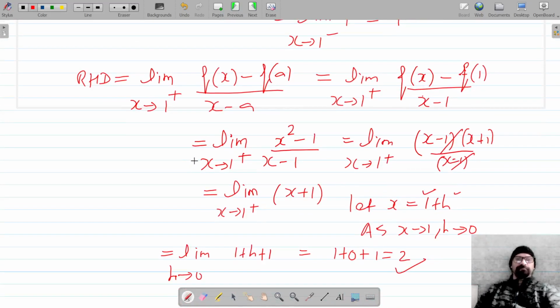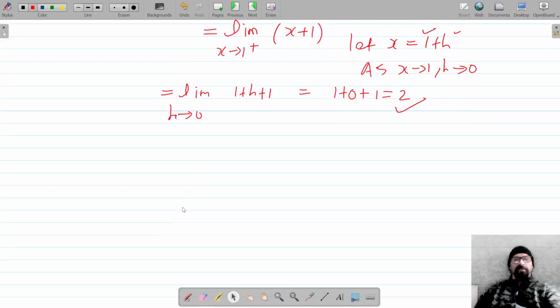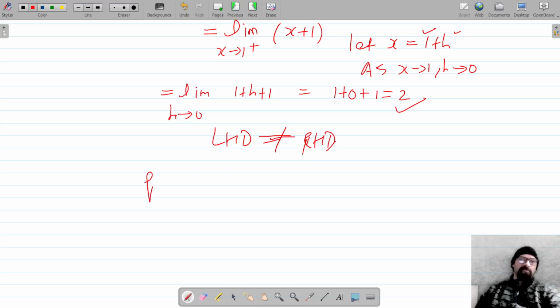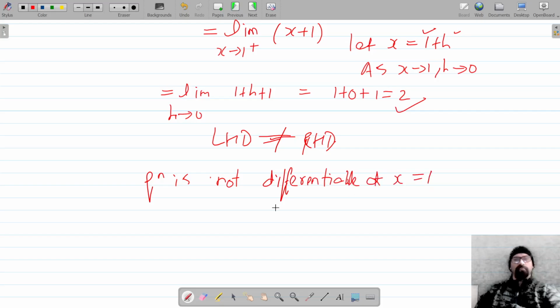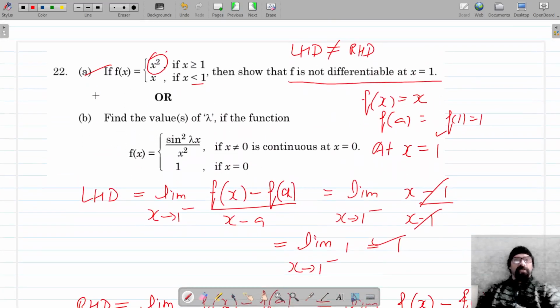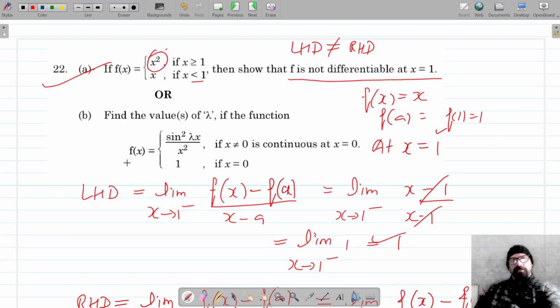So that means the left hand derivative is not equal to the right hand derivative. So that means this function is not differentiable at x is equal to 1. So the function is not differentiable at x is equal to 1. Moving on to part 2.